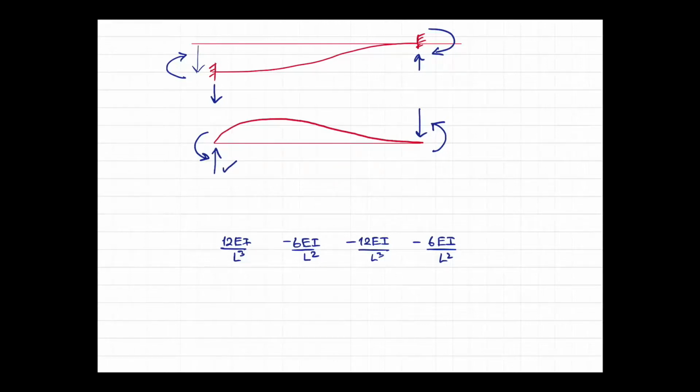So look at the force first. This force is going upward. Upward is negative, right? So this is minus 6 EI over L square. Moment, yes, 4 EI over L. It is going in the counterclockwise direction. How about another force? Another force on the right hand side is pointing downward, which is positive. 12 EI over L cubed. And lastly, 2 EI over L.